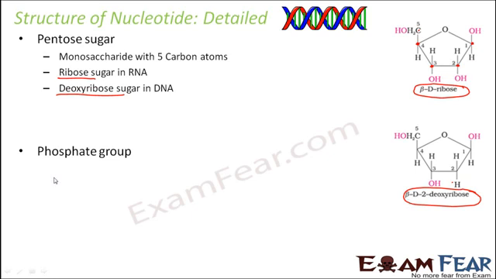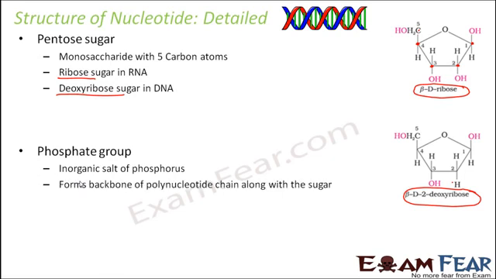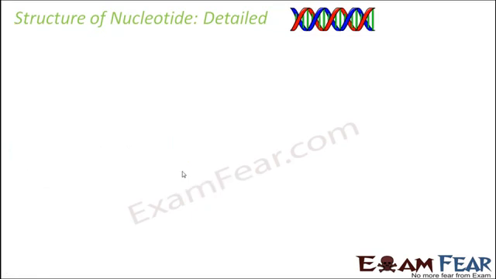The next part is the phosphate group, and it is nothing but the inorganic salt of phosphorus. So you all know what is phosphorus. It forms the backbone of the polynucleotide chain along with the sugar. So this pentose sugar and the phosphate group together form the backbone of the structure of the polynucleotide chain. Whether you talk about DNA or RNA, the backbone is actually formed by the sugar and the phosphate. When you talk about phosphate, how do we write phosphate? Normally this is how we write phosphate.